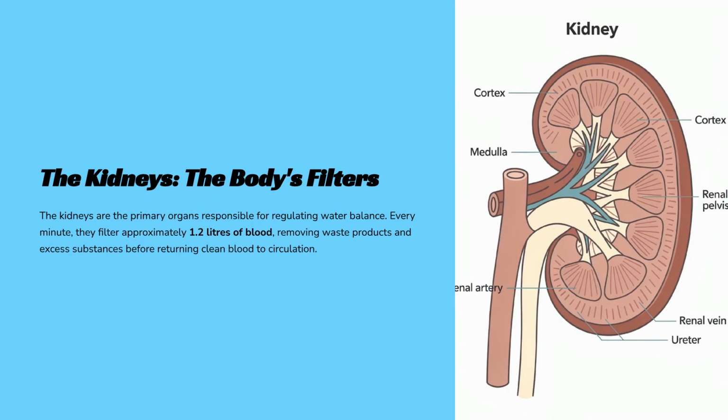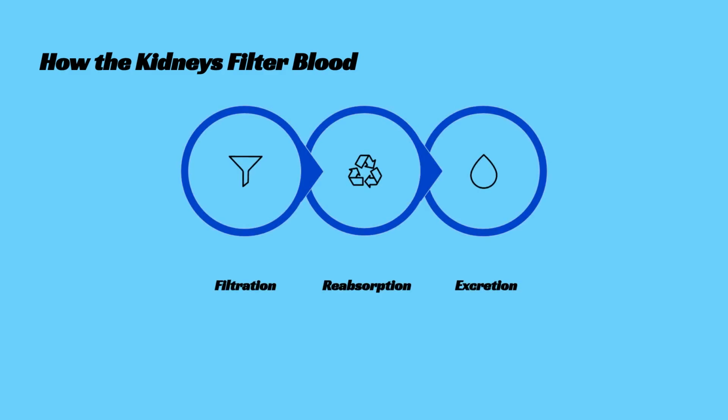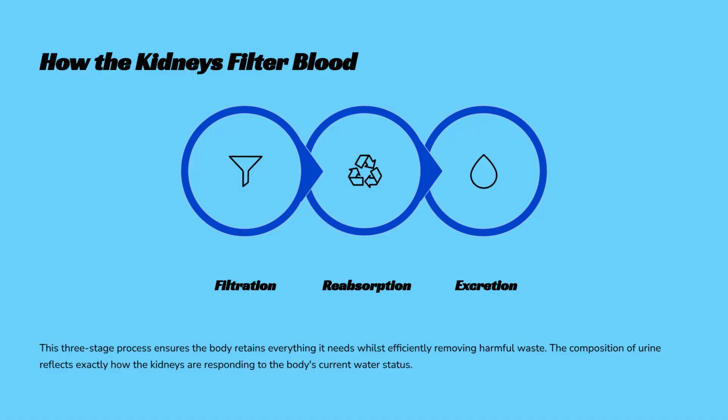The kidneys are the primary organs for regulating water balance. Every minute they filter approximately 1.2 liters of blood, removing waste and excess substances before returning clean blood to the circulation. Blood filtering involves 3 stages: filtration, reabsorption, and excretion. This process retains necessary substances while efficiently removing waste. The composition of urine is a direct reflection of the body's current water status.